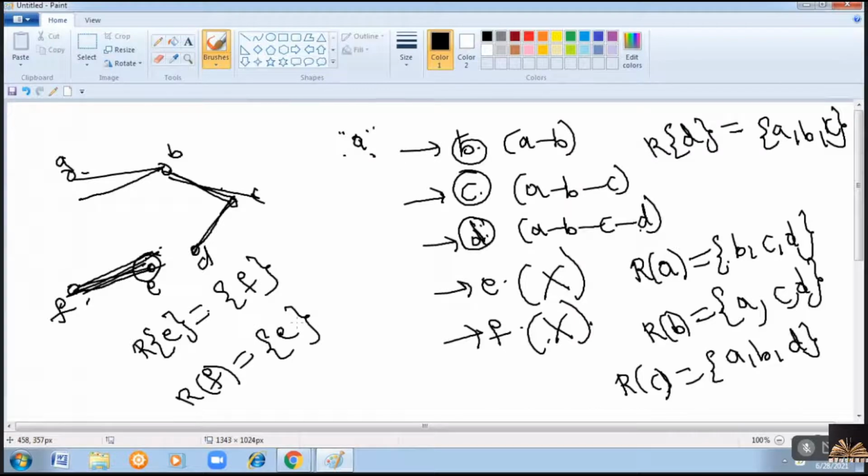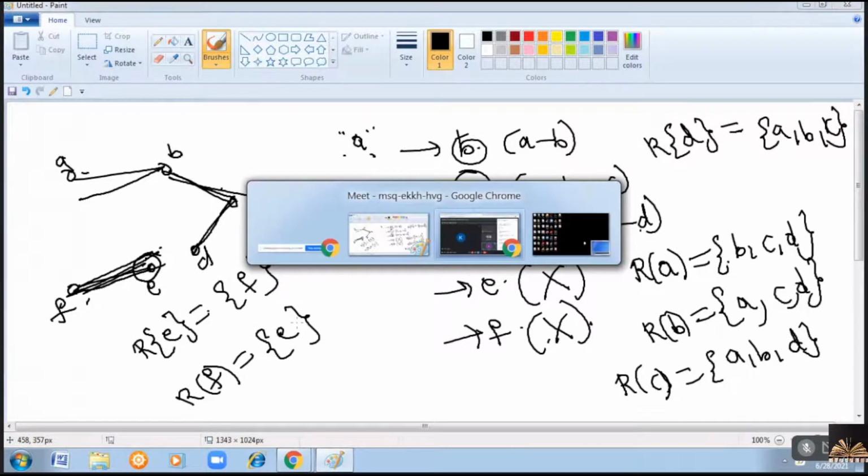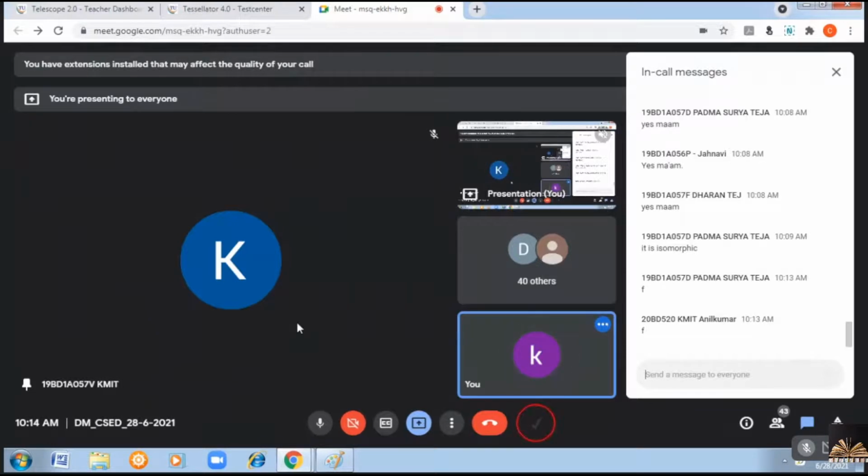Now we'll see the connectivity issues. What is connectivity in the case of an undirected graph and a directed graph? First, we'll see the connectivity in undirected graphs.